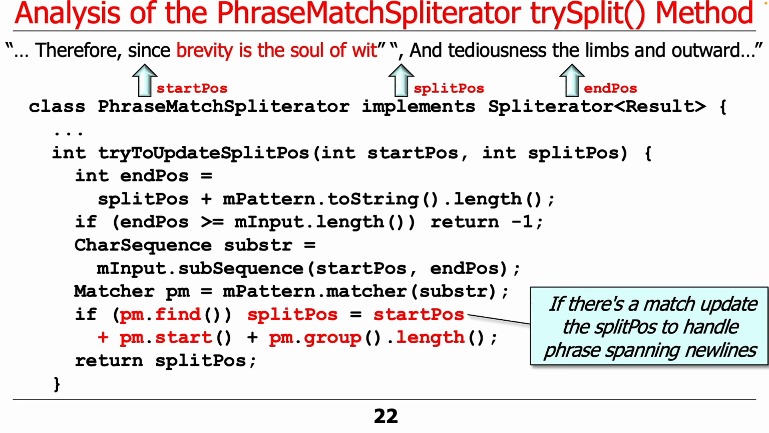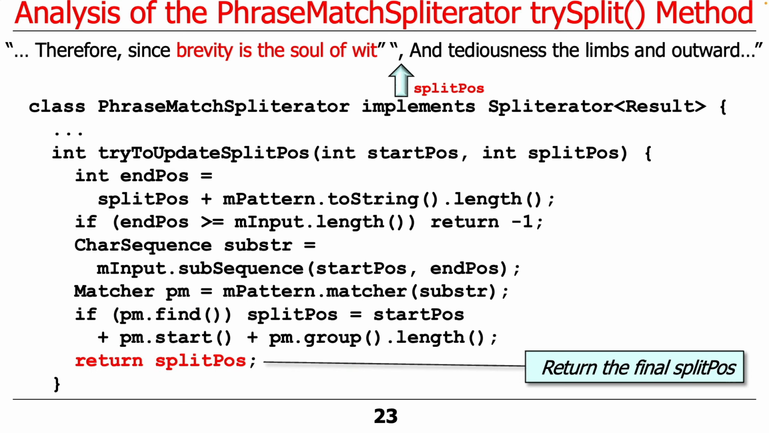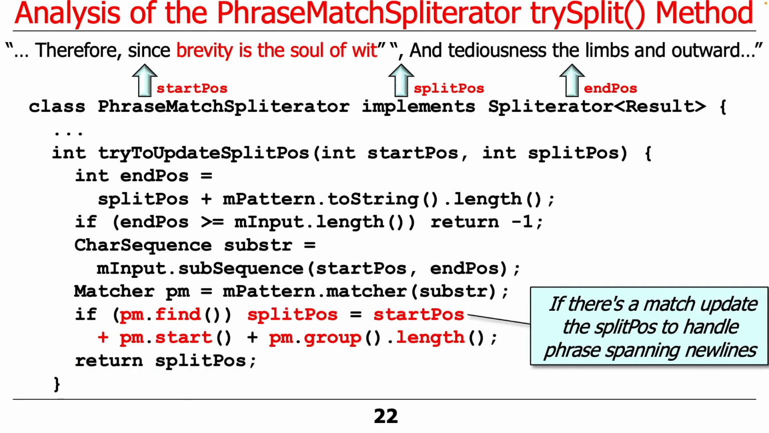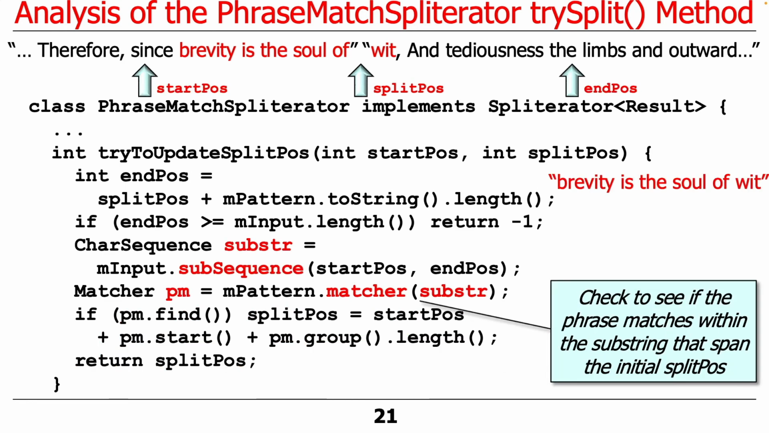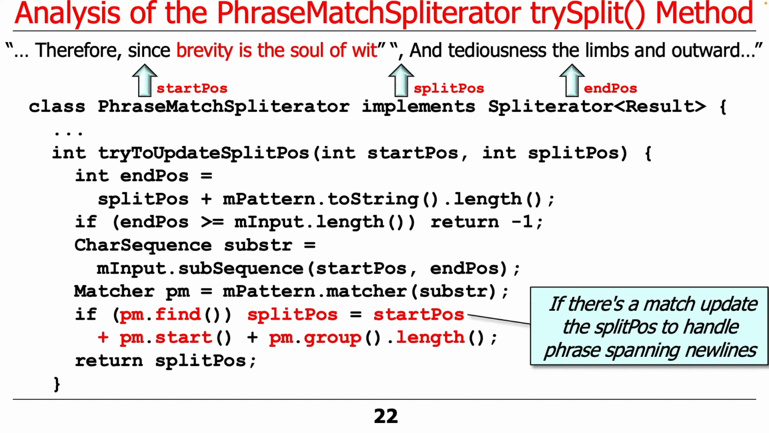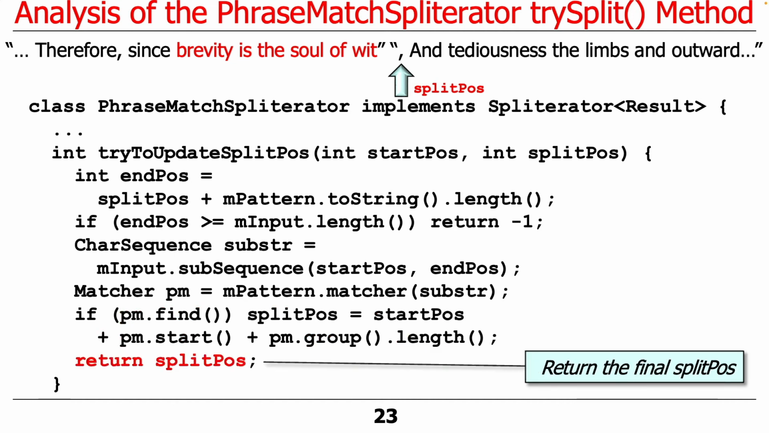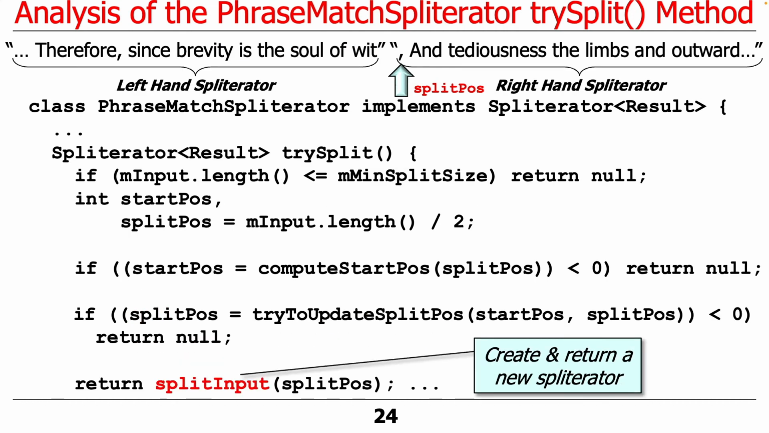So in that case, we're going to take the place where we matched, and we're going to add the length of this phrase, and that's going to be the new split pause. So the final split pause is going to be adjusted so that we're going to move it over a little bit. So rather than splitting between of and wit, we're going to split it so that we end up with split pause being after where the phrase matched. So we don't end up missing a phrase because we split the string incorrectly. So we return that split pause. That's now the new value that we're going to use.